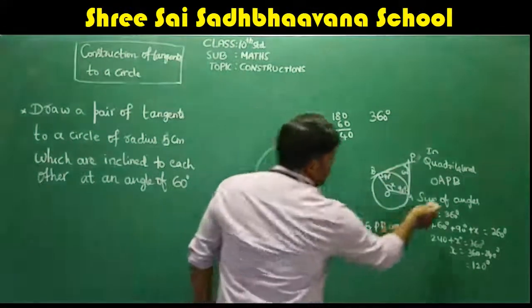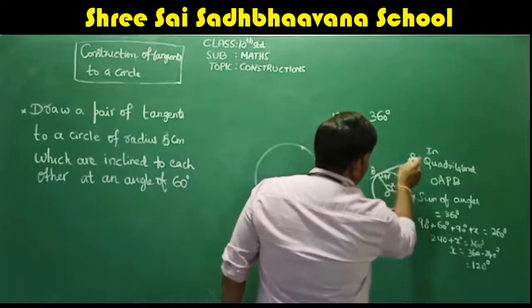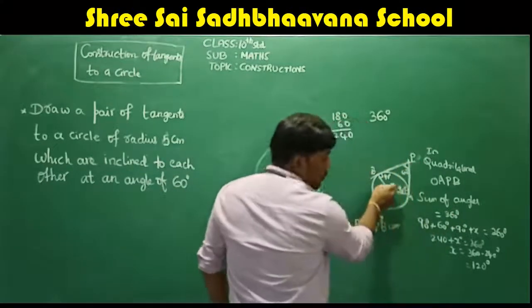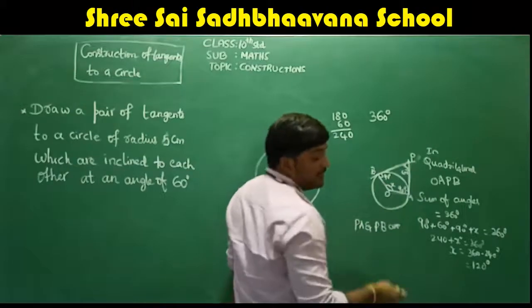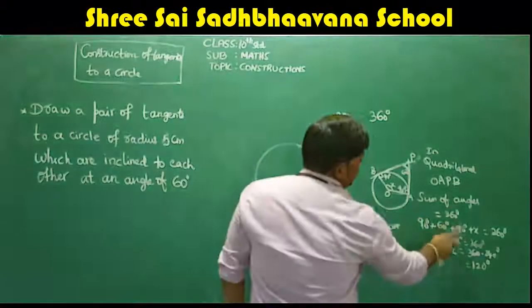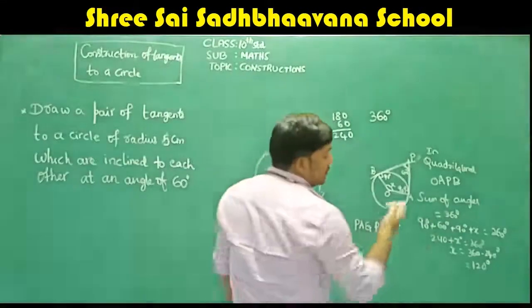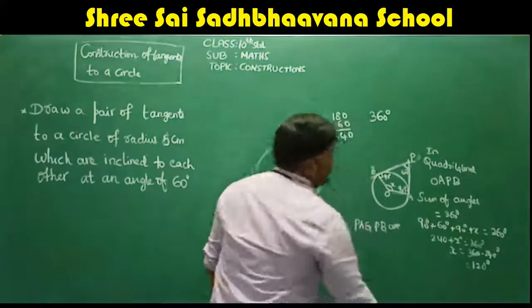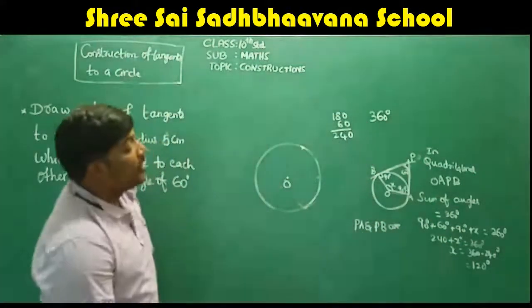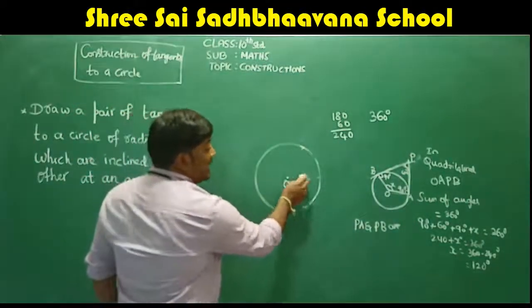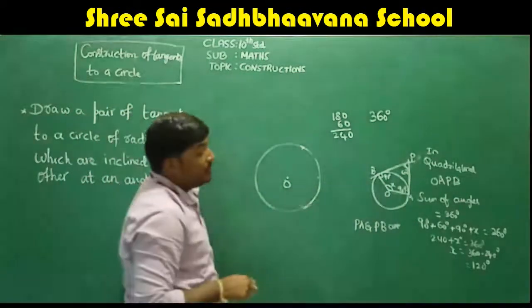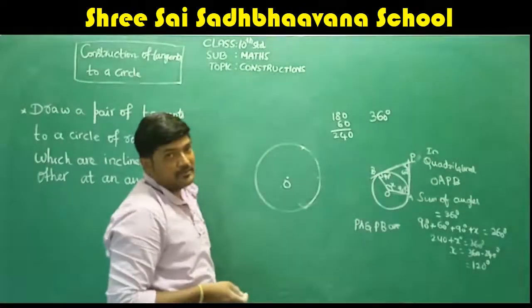So the sum of angles should be 360. What are the angles? We have 90, 60, and 90, and this one we do not know, so let me take it as x. So 90 plus 90 plus 60 is 240. 240 plus x degrees is equal to 360. So x is 360 minus 240, which is 120 degrees. So the angle between OA and OB should be 120 degrees.